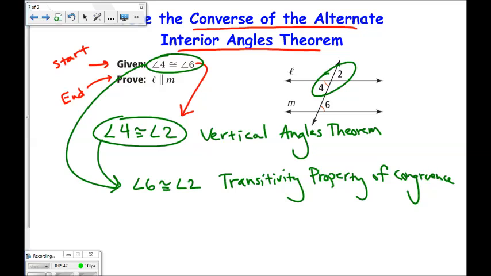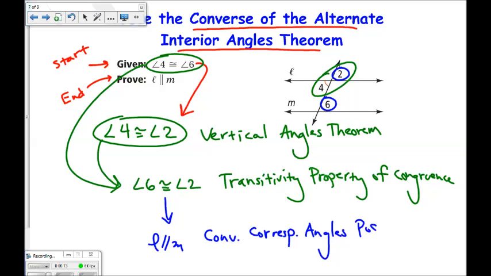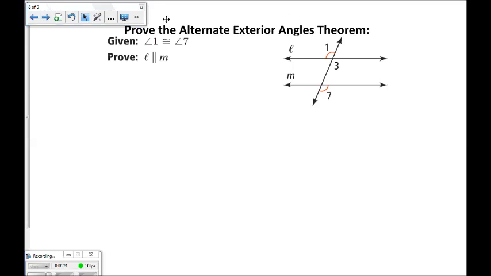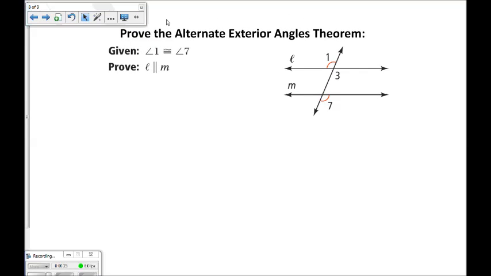Now that I have angles 2 and 6 being congruent, my corresponding angles are now congruent. I can now say that L is parallel to M by the converse of the corresponding angles postulate. Okay, and that's it. So our last theorem, we're going to prove the alternate exterior angles theorem.